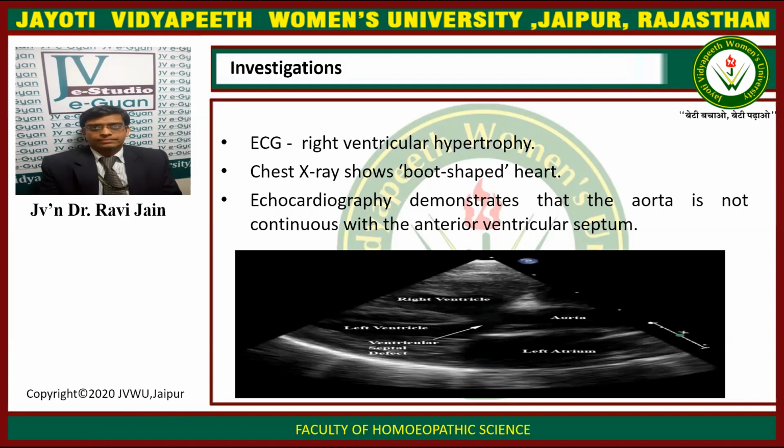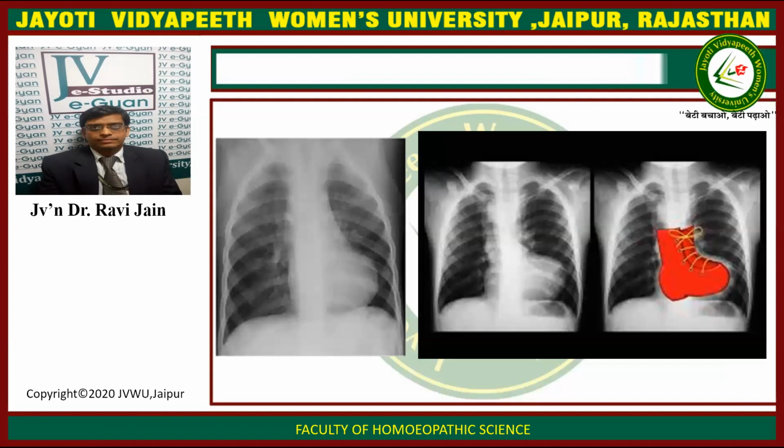So in the ECG, you will find right ventricular hypertrophy. In the chest X-ray, you will find boot-shaped heart, and in echocardiography, it will demonstrate that the aorta is not continuous with the anterior ventricular septum. So this is the X-ray showing boot-shaped heart in case of Tetralogy of Fallot.